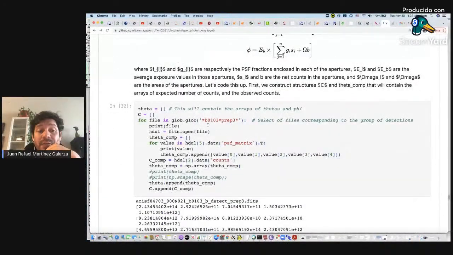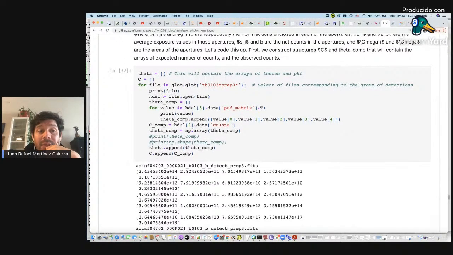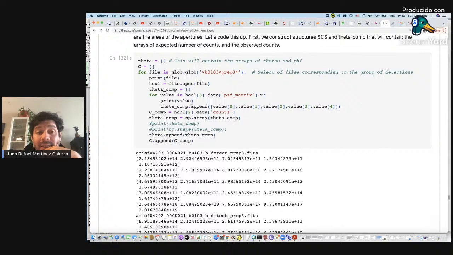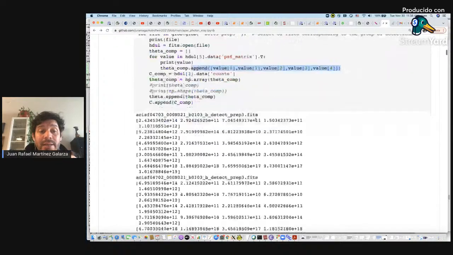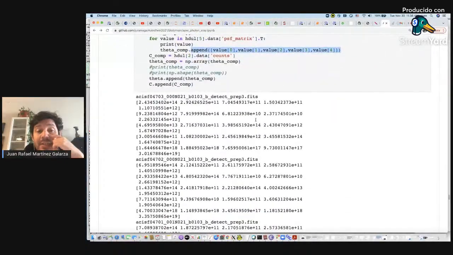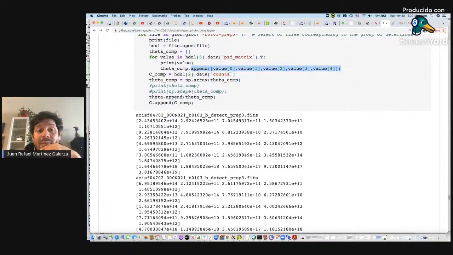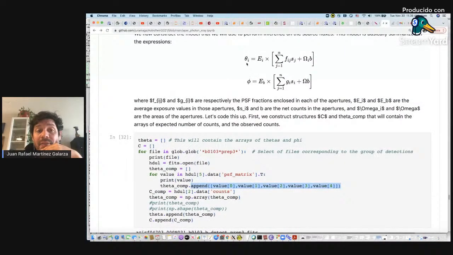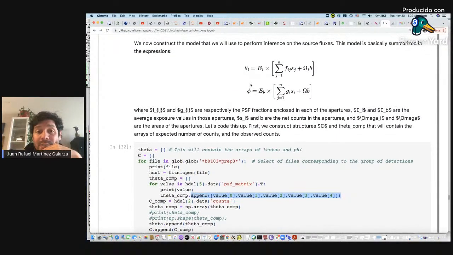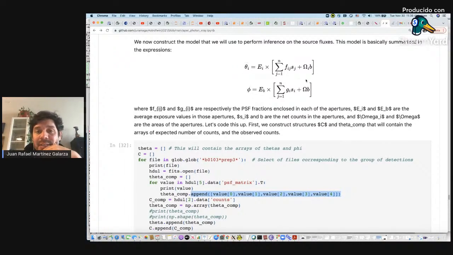So I'm going to take those matrices for each of the files, and I'm just going to stack them together. As you see here, all I'm doing is appending the matrix values for each of the 10 observations to the previous one. So at the end, what I will have is a matrix of 5 by 5, 10 times. So I'm stacking together a single array that will give me my expected values of the outcome of my thetas and my phis, which again are just the expected fluxes.